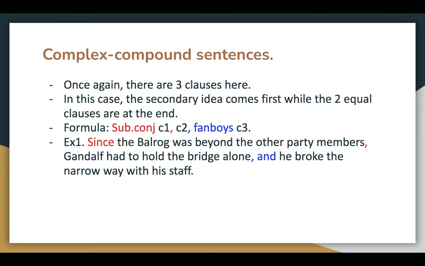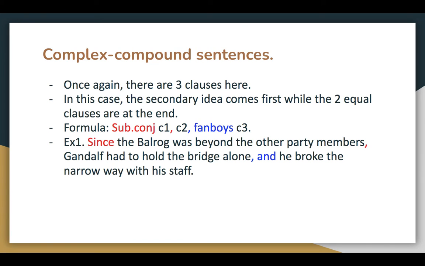So the writer is trying to highlight Gandalf, his bravery, and what he did. Because of the choice of the formula, Gandalf is highlighted here as the main, most important idea. The Balrog is there, it's part of the story that we're expressing, but because we've put it in that subordinate clause at the beginning, because we've used the complex compound structure, we're highlighting that in this case, the Balrog's less important than Gandalf and his bravery.